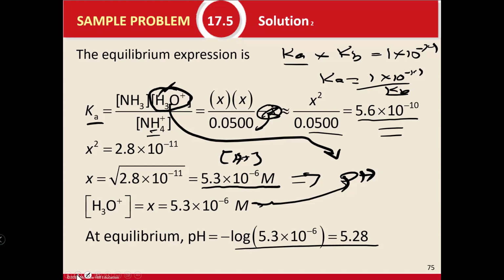So at the equivalence point, the pH is 5.28. Notice it's less than 7. That's what happens when you titrate a weak base with a strong acid, or a strong acid with a weak base, either way you want to say it. That's at the equivalence point, and the key here is the pH is less than 7 and the solution is acidic. Why? Because the ammonium ion generates the hydronium ion. A good problem. I like that one.